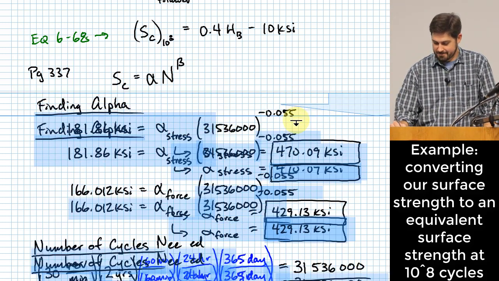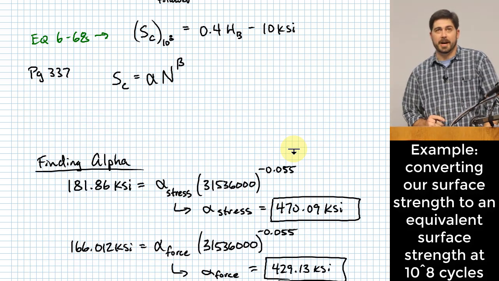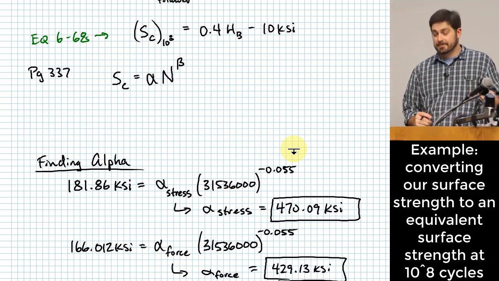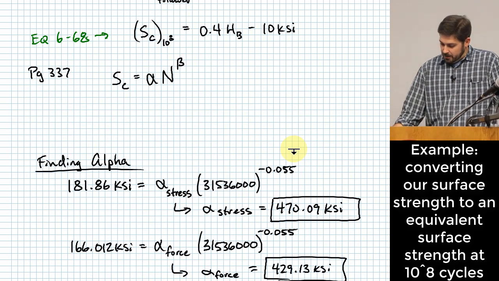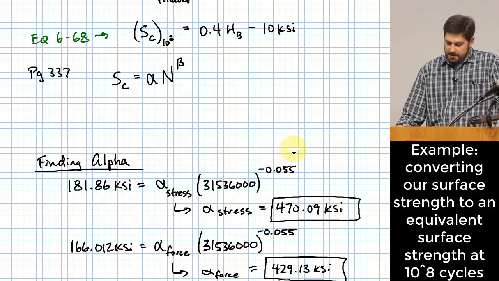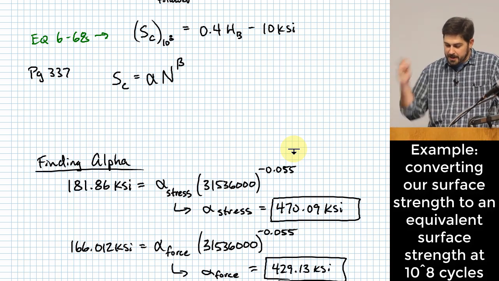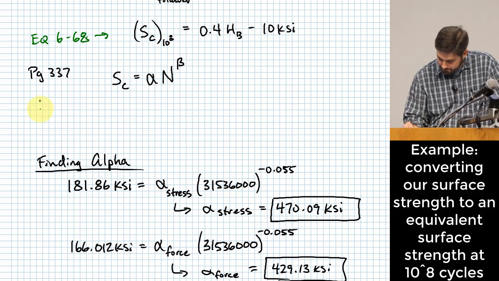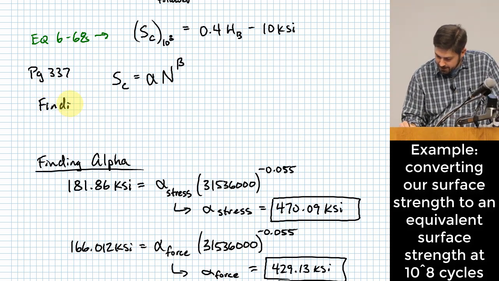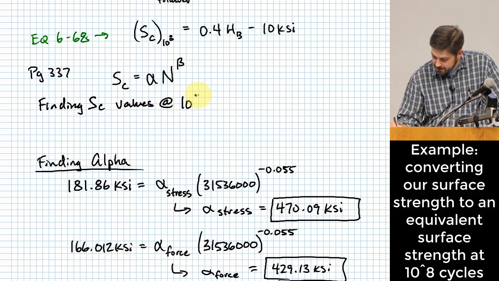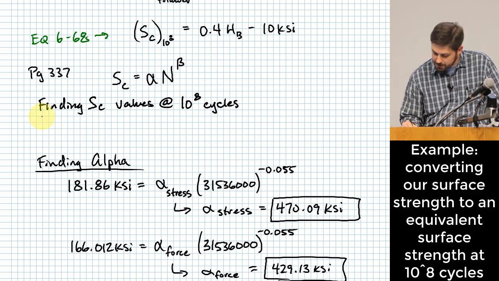Almost there. What do we need to do now? Okay. Plug in these alpha values and the n values to find S sub c. So we're finding S sub c values at 10 to the 8th cycles instead of 31 million cycles.